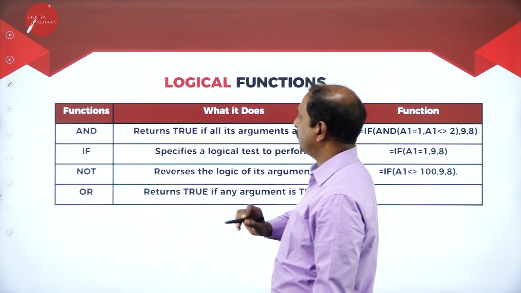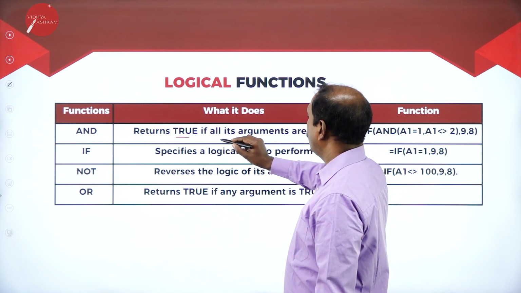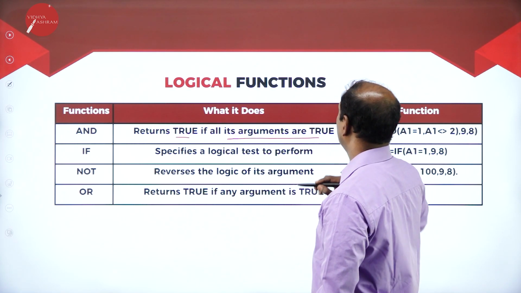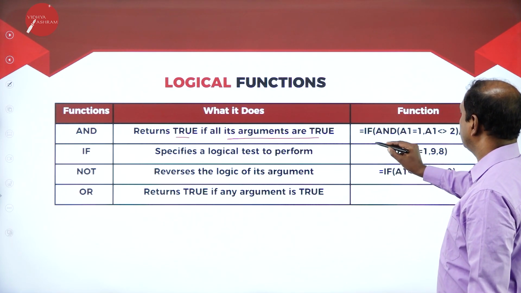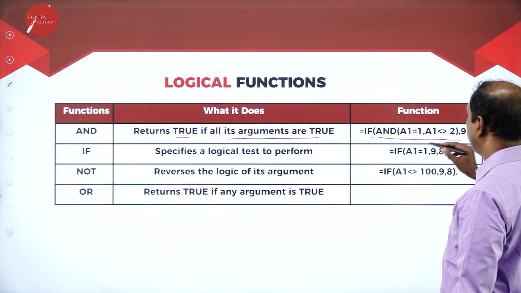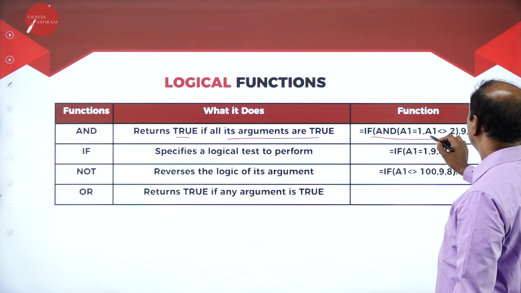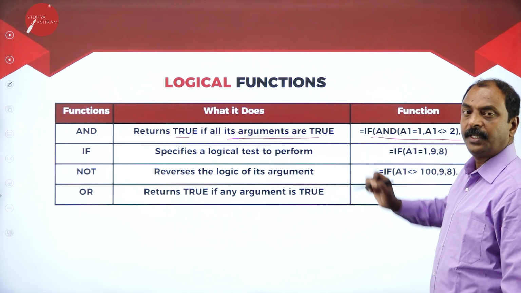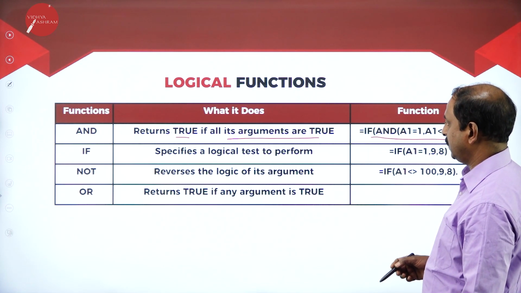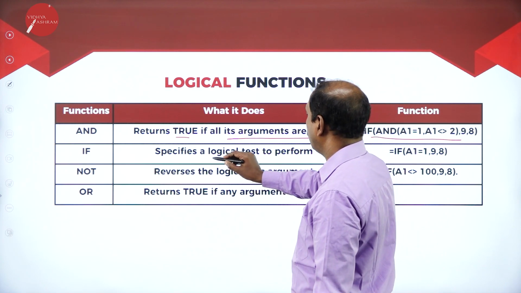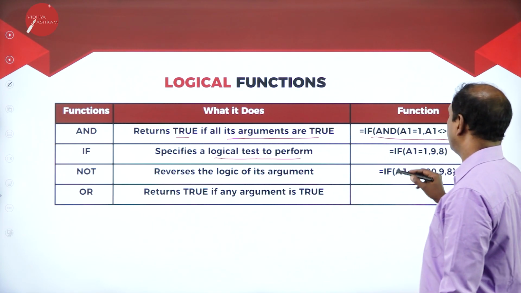So what is AND here? It returns true if all its arguments are true. Look at the example here. So this is an expression, an IF condition, or IF and here. So if all the conditions are true, the result is true. That is the AND function. Then IF specifies a logical test to perform, as we have seen here.